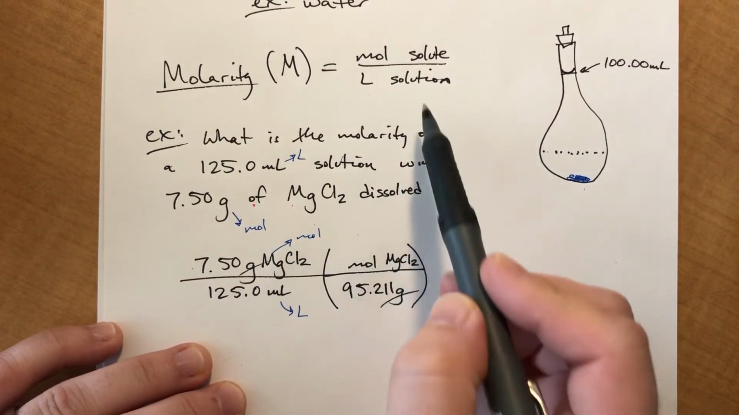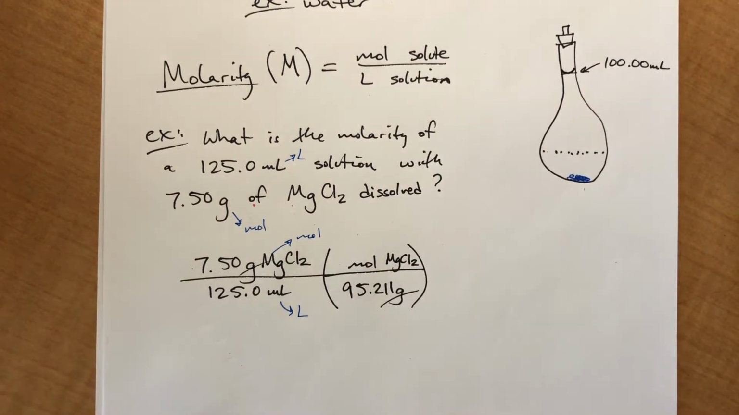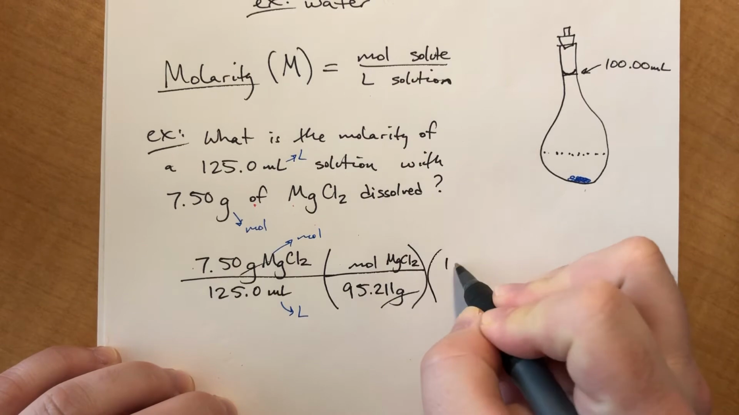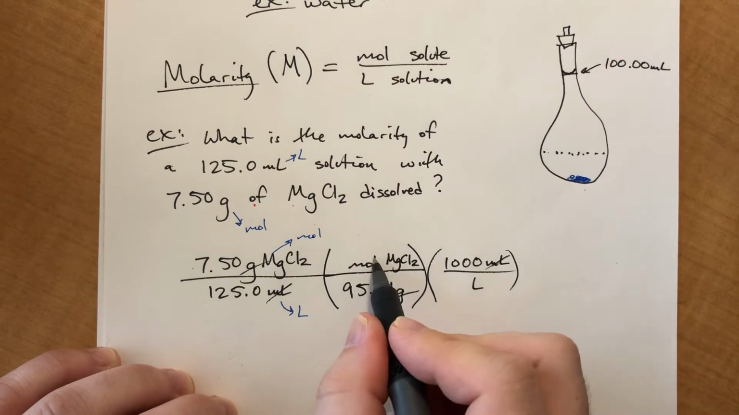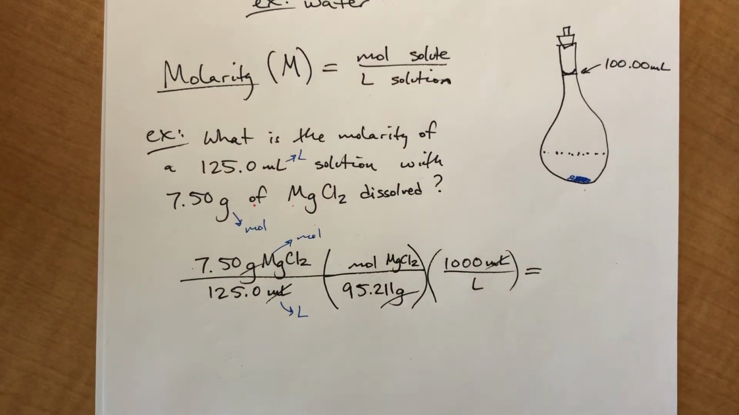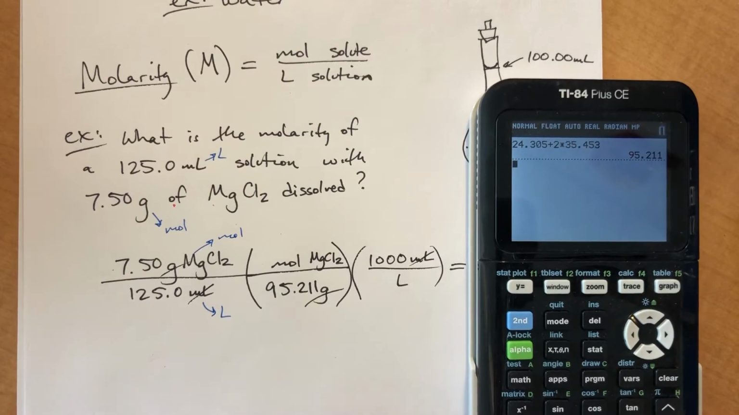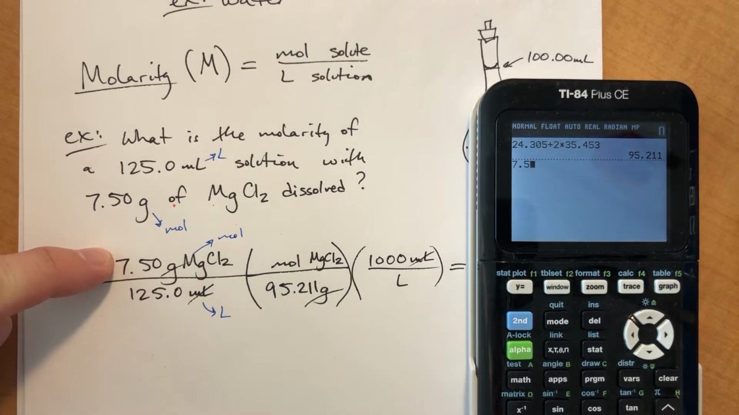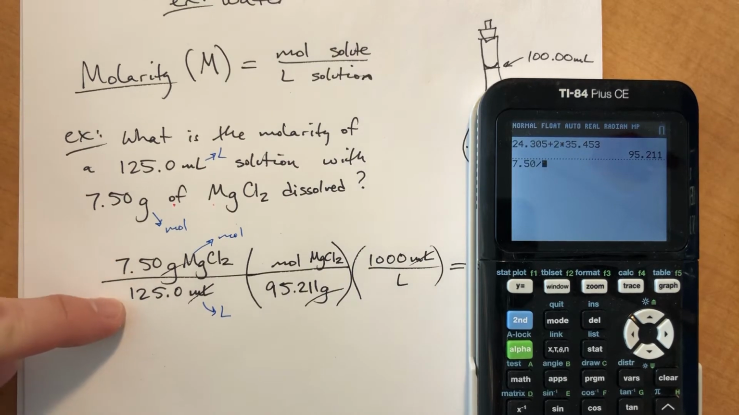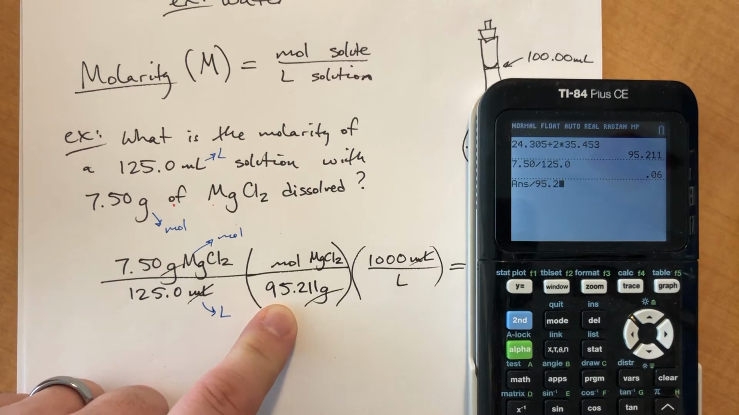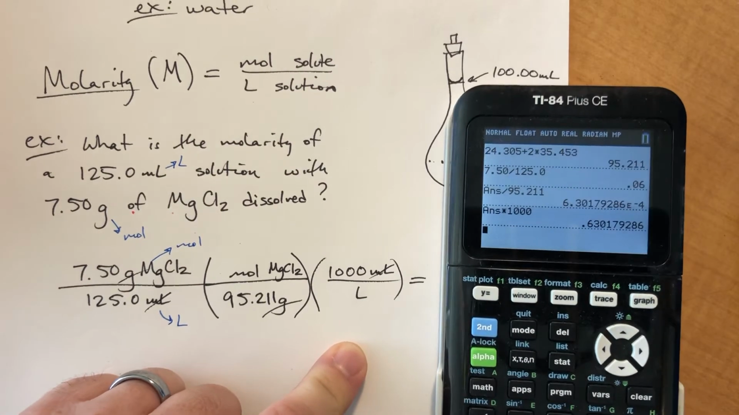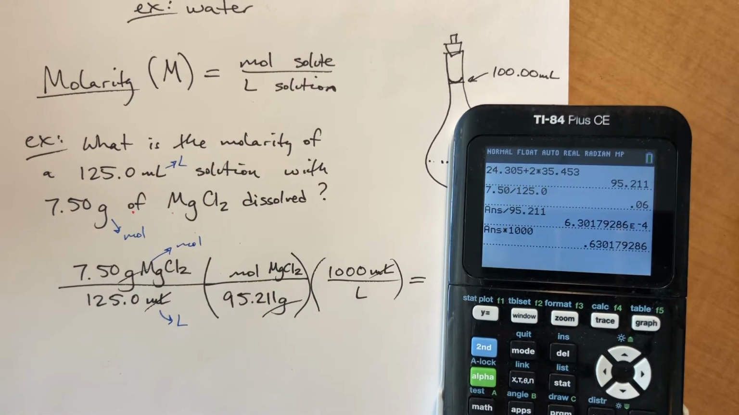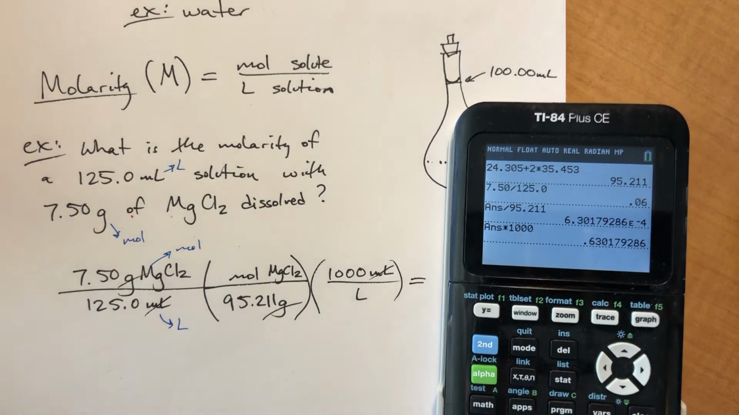So our grams will cancel out and we'll have moles of MgCl2, which is what we're looking for. MgCl2 is our solute because it's the thing being dissolved, so we want moles of that on top, so we're halfway there. Converting from milliliters to liters, basically there is 1,000 milliliters in a liter. Milliliters cancel out. We will have moles per liter, so we must have done it right. So we're gonna take 7.50 divided by 125.0, hit enter, divided by 95.211, hit enter, times 1,000, hit enter. And the answer comes out to 3 sig figs, 0.630.